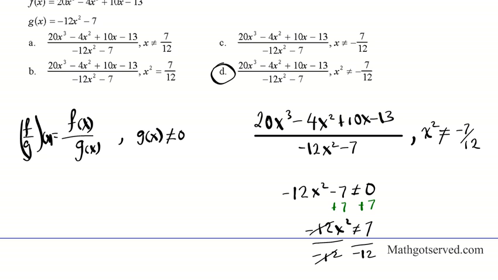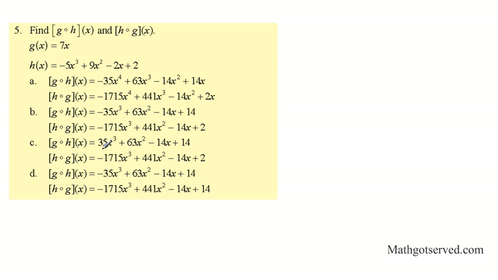All right, let's move on to question number 5. Now this is a composition problem. We have to do 2 compositions. The first one is G composed with H of x. Now what does this mean? It means that G is a parent and H is the input function, and I'm going to be plugging H into G. So this is the same thing as G of H of x.